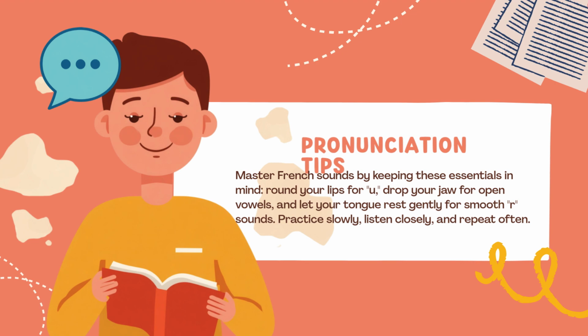Pronunciation tips. First, we will have to remember to round the lips when pronouncing the U sound. And for open vowels, we'll simply have to drop the jaw. And finally, when tackling the tricky R sound, we will let the tongue rest gently. And this relaxation helps to achieve the smooth rolling quality that characterizes French pronunciation.